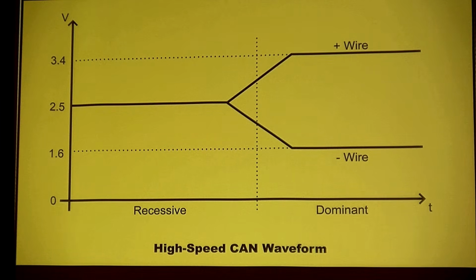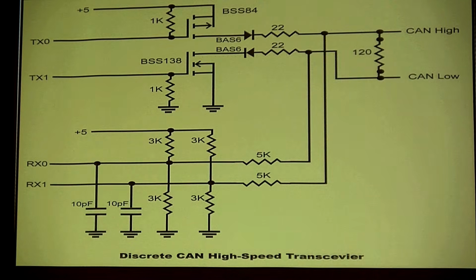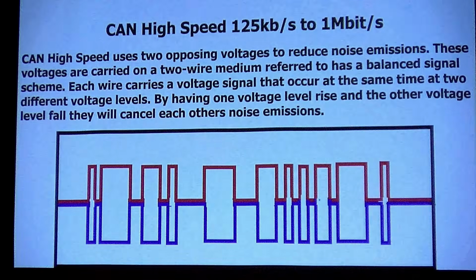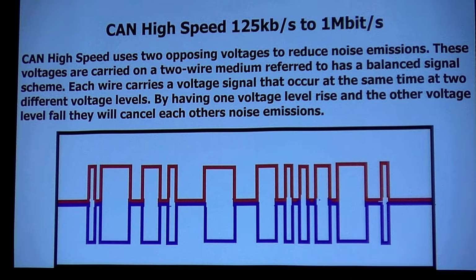We have basically a 2.5 volt, and we're going to go up a volt and down a volt, right? So this is going to be where one voltage goes up while the other voltage goes in the opposite direction. This is how the actual transceiver is going to handle this type of communication and how the voltage is made. We don't want to get into all that, but it's there if you want it.